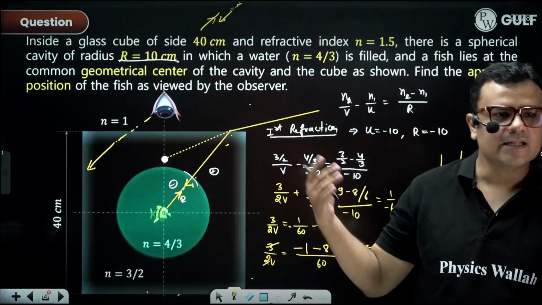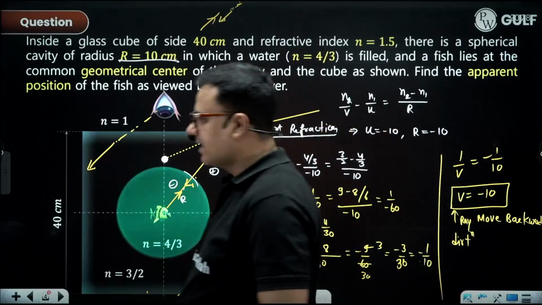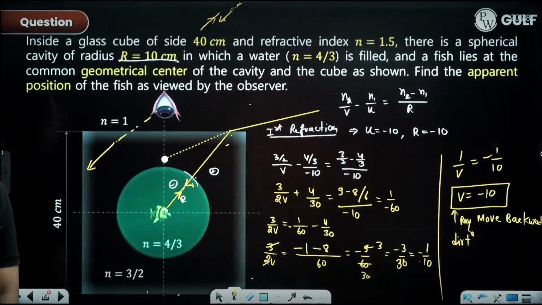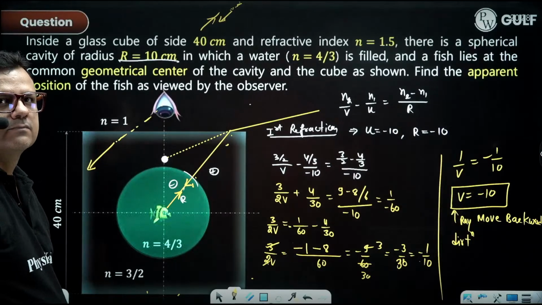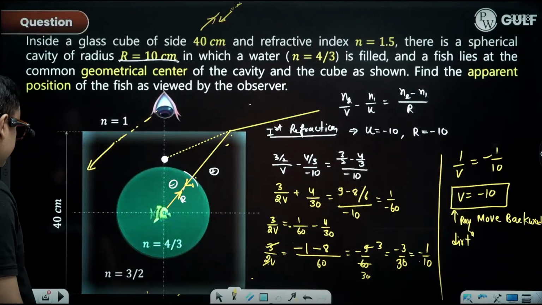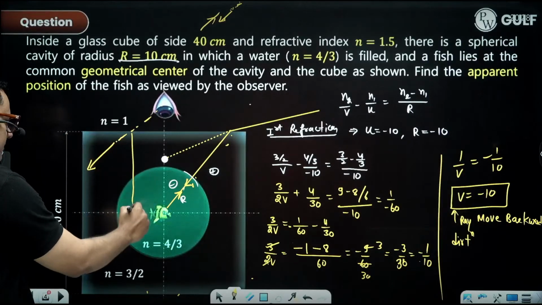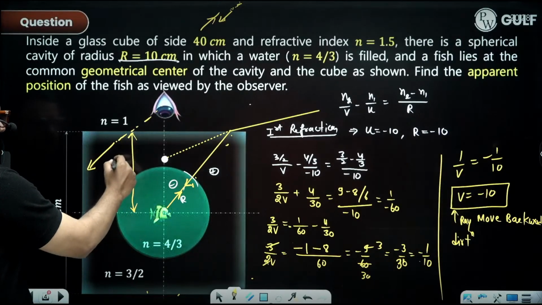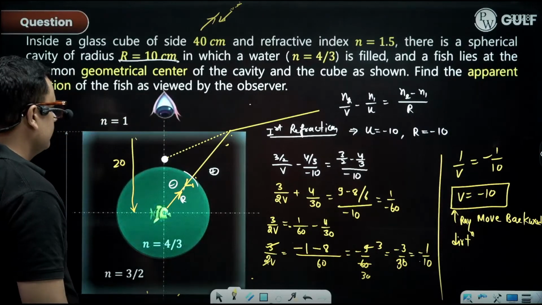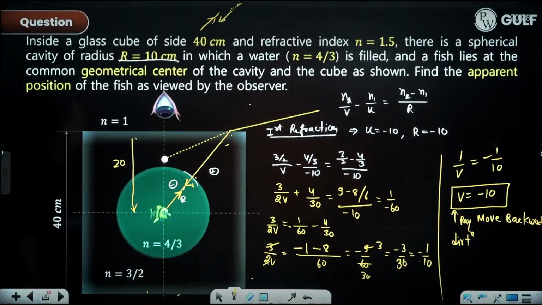So the other side is positive. And the distance from the refractive surface is what? 20. This distance is what? 20.